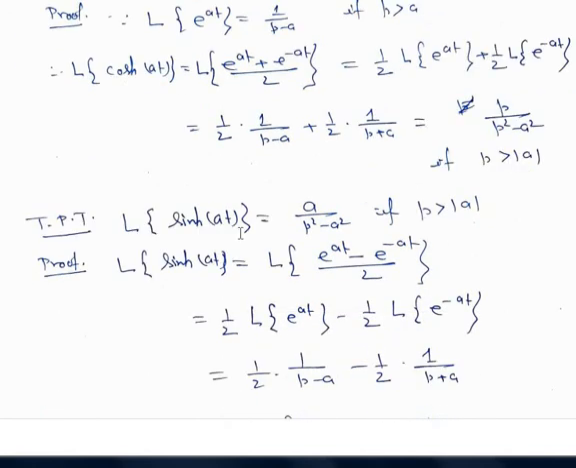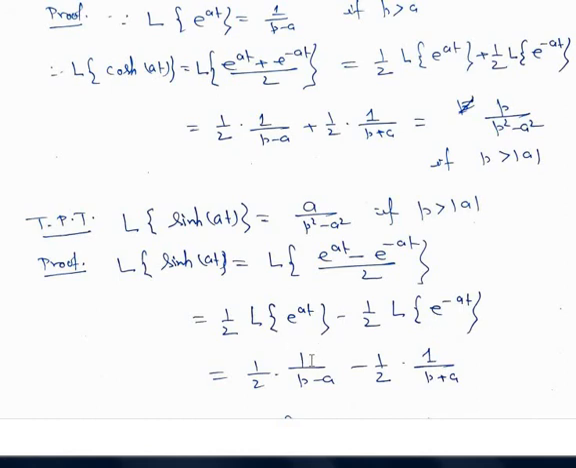Similarly, Laplace transform sin hyperbolic at is equal to a upon p square minus a square. Just make use of this formula. Sine hyperbolic at is e to the power at minus e to the power minus at upon 2. Again make use of linearity property. So this is equal to 1 by 2 L of e to the power at minus 1 by 2 L of e to the power minus at.